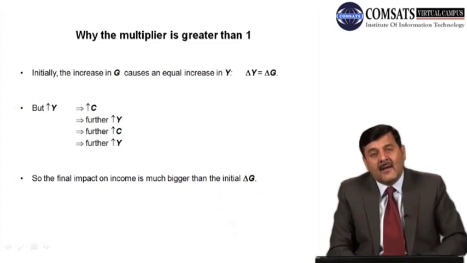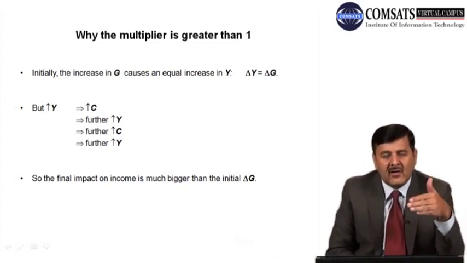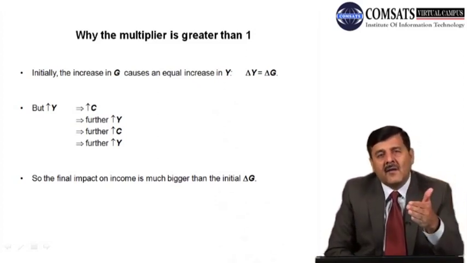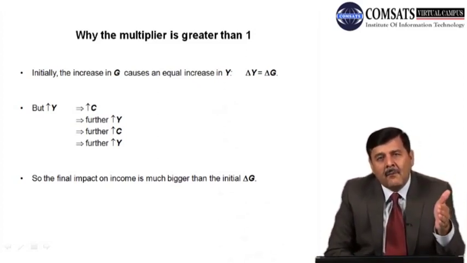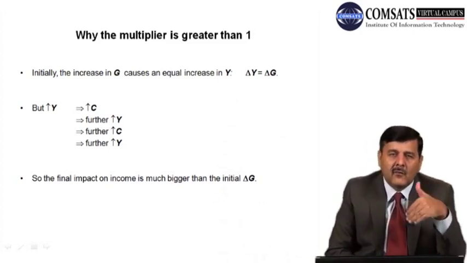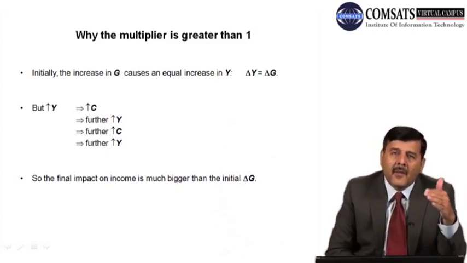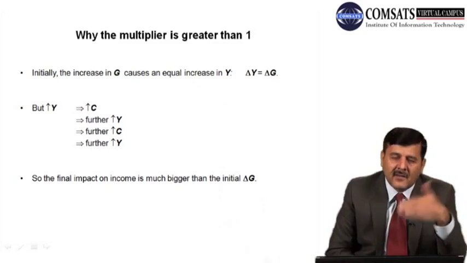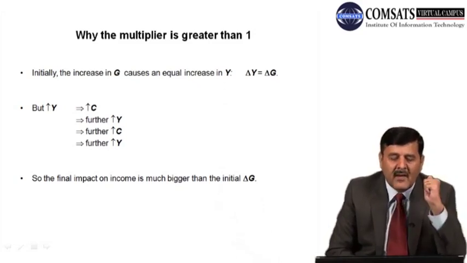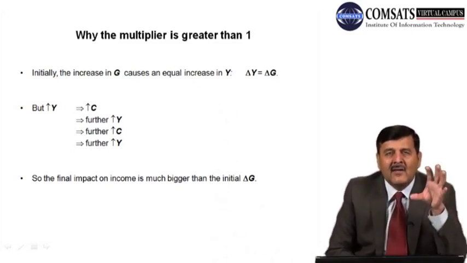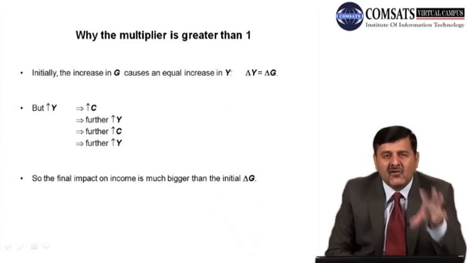So that is the reason कि जब शुरू में initially तो ये होता है कि जितना government purchases बढ़ती हैं उतनी ही income बढ़ती है, but with the rise in income consumption of the individual will go up. जब consumption बढ़ती है तो further income में इजाफा होता है, फिर consumption बढ़ती है, फिर जब income में इजाफा होता है फिर consumption बढ़ती है, and this process goes on, and the final impact on income is much larger than the initial change in government purchases, right?